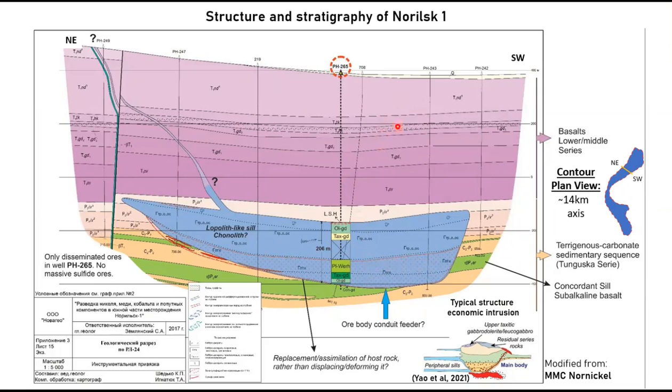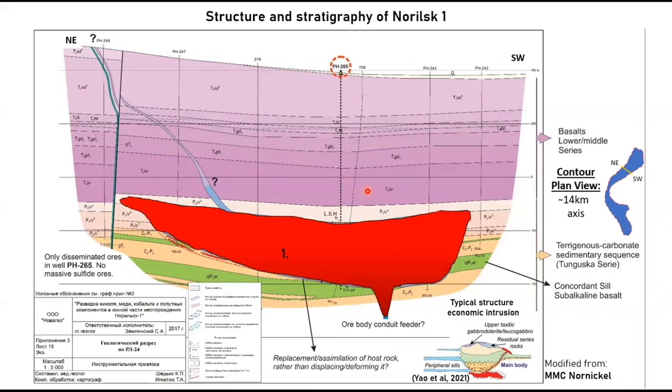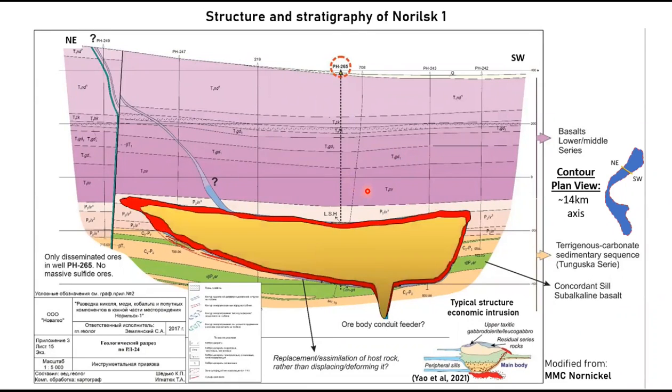The intrusion was emplaced below a thick basalt sequence of Triassic age, into the sedimentary sequence of the Tunguska series, containing coal and evaporites. So the mode of emplacement and crystallization of the Norilsk 1 intrusion still remains inconclusive, whether it formed from one magma pulse or actually different magma pulses.